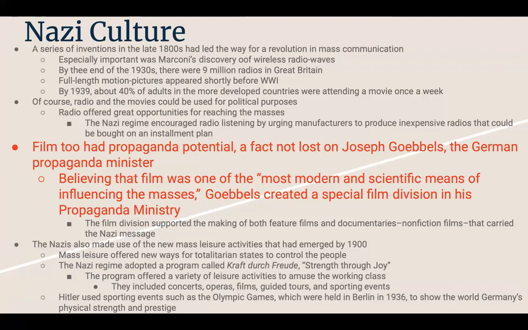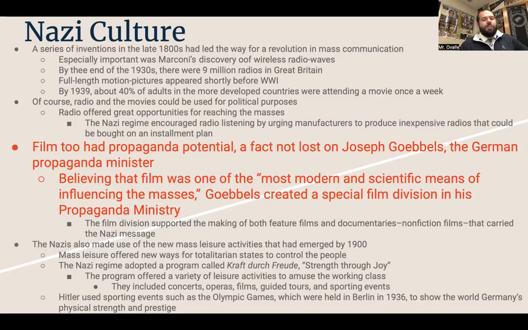Of course, radio and the movies could be used for political purposes. Radio offered opportunities for reaching the masses. The Nazi regime encouraged radio listening by urging manufacturers to produce inexpensive radios that could be bought on an installment plan. Film, too, had a propaganda potential, a fact not lost on Joseph Goebbels, the German propaganda minister. Believing that film was one of the most modern scientific means of influencing the masses, Goebbels created a special film division in his propaganda ministry.